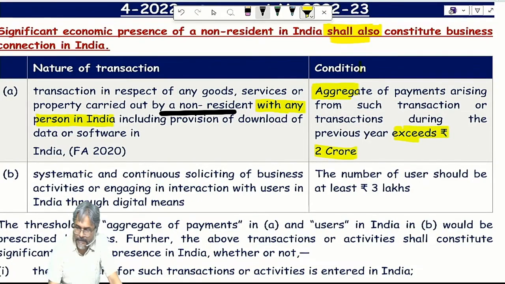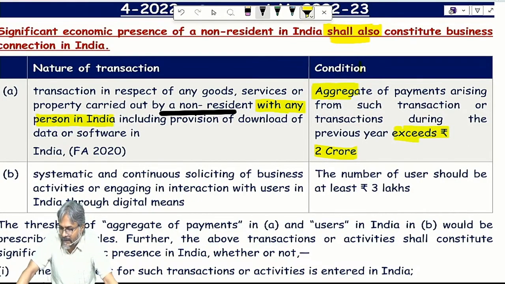All of you are aware of it now. Should exceed rupees 2 crores. Exceed means greater than. Remember, now the build-up is happening. Active business: passive income should be less than 50%. In that, the passive income should be less than 50%, or up to 50%, or more than 50%?